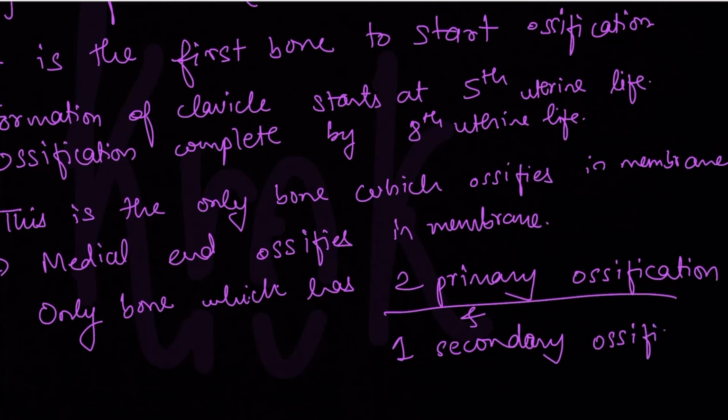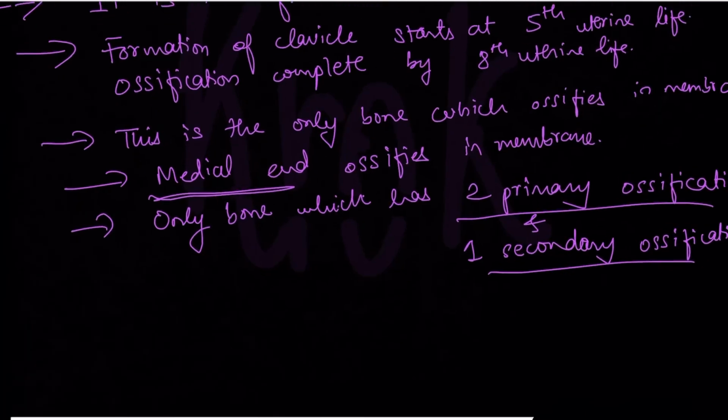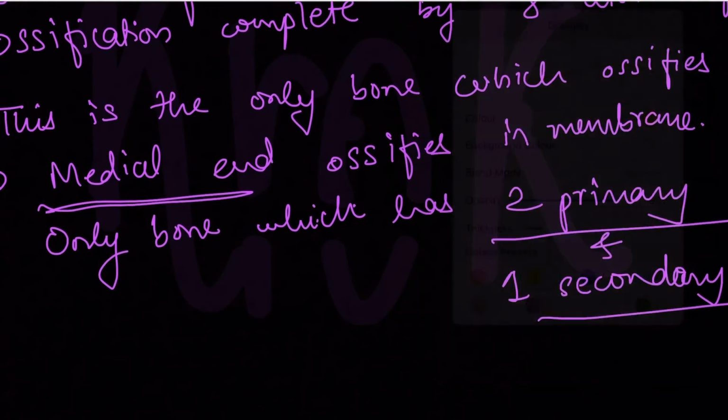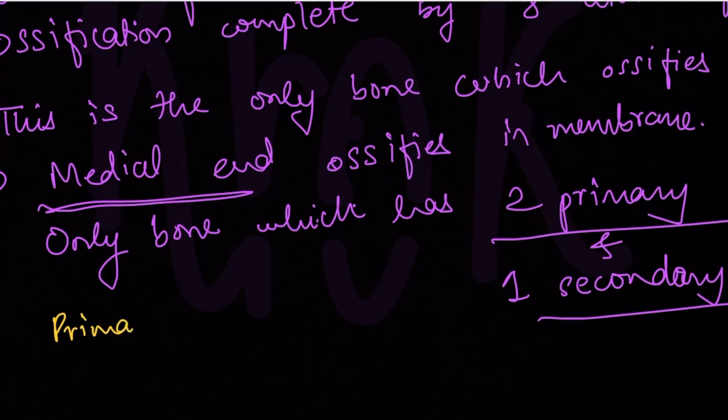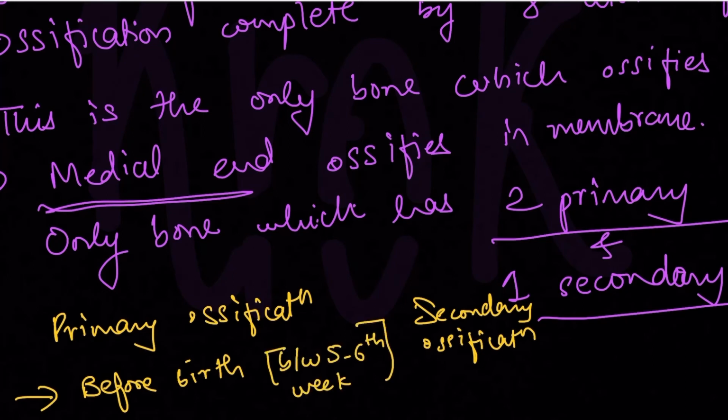Okay, so primary ossification means what? Before the birth. But after the birth, the secondary ossification. This is where this medial end will ossify. It will ossify in the secondary ossification. So make this primary ossification, secondary ossification. So primary ossification, it will be done before birth, first of all, between, to be precise, 5th to 6th week. Okay, and it is fused at 45th day. It is said to be fused at 45th day, but no need to learn about when it is fused.